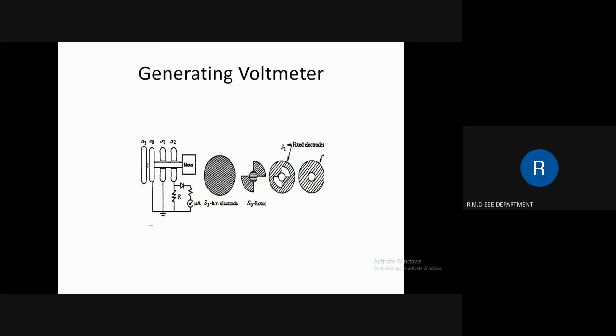In the working operation, the generated AC current through the resistance R is rectified by using a diode rectifier, and it is read by a moving coil meter. If the current is small, an amplifier is to be used before the current is measured. The instrument is calibrated using a potential divider or spark gap. Generating voltmeters can be used to measure a wide range of voltages.